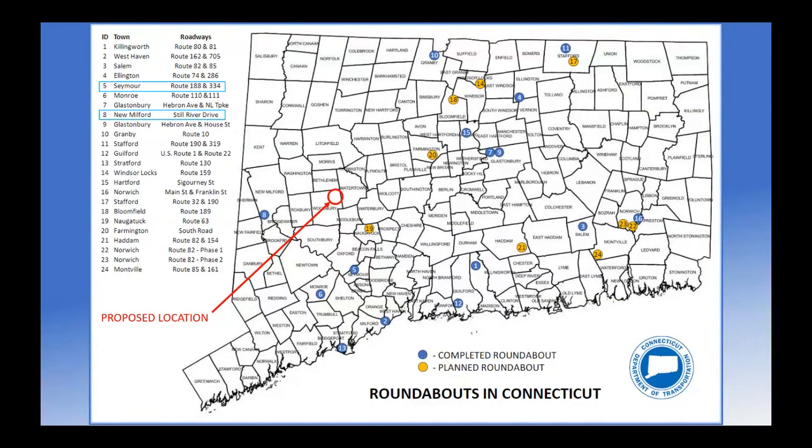Roundabouts are becoming increasingly popular in Connecticut because of the success they have had as a tool for reducing crashes and alleviating congestion. There are approximately 15 roundabouts constructed or endorsed by the Connecticut Department of Transportation, 10 more in design or construction, and many more in the planning phases. The proposed roundabout in Woodbury is located at the red circle shown on the map. The nearest constructed roundabouts are in Seymour at the intersection of Route 188 and 344, and in New Milford on Still River Drive.